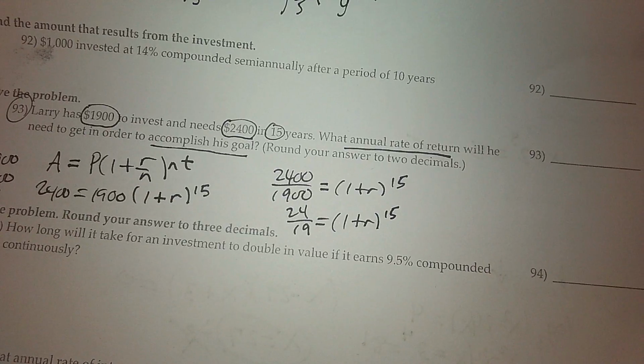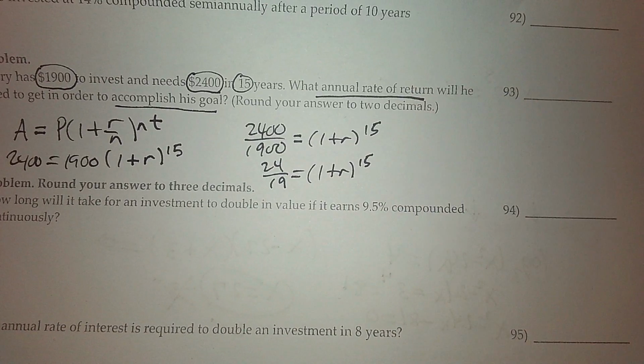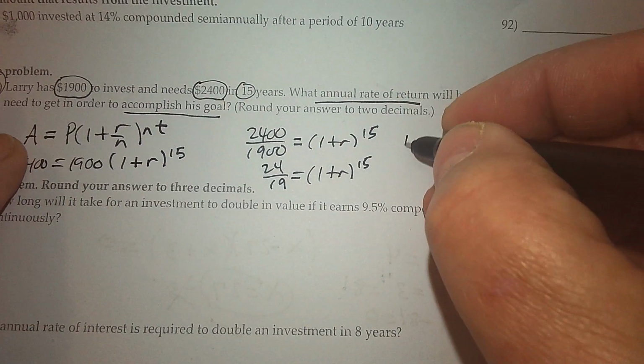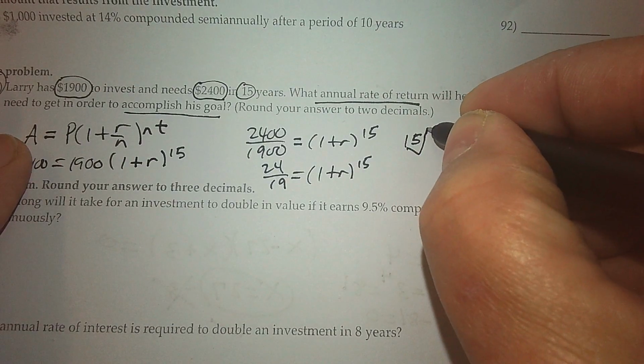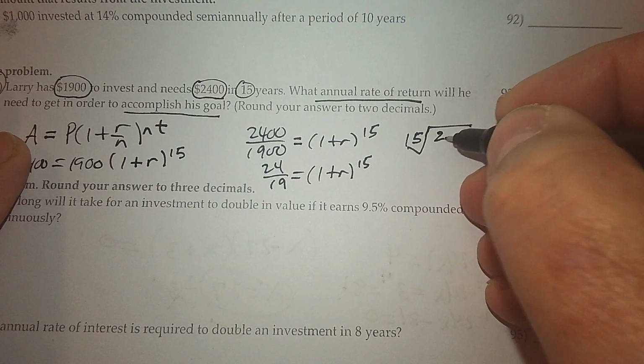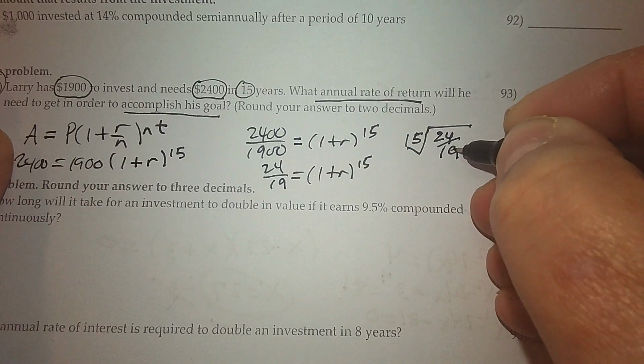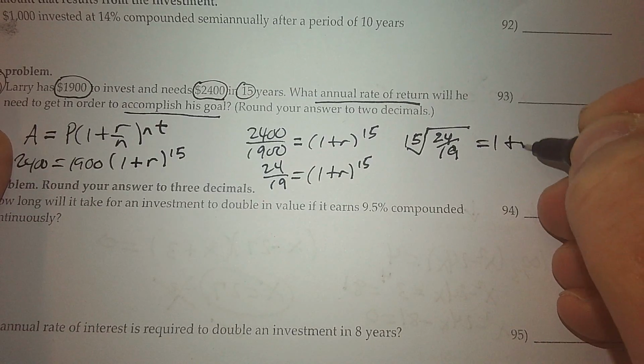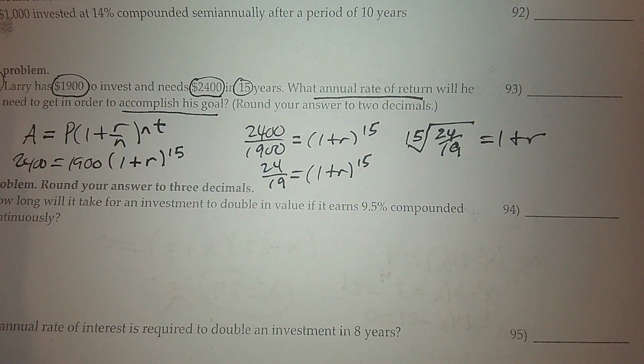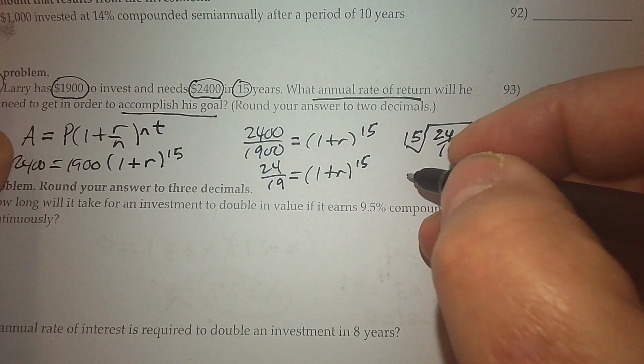Do you remember how to undo that exponent? How do I undo the exponent 15 to get R by itself? What's the inverse of the power? The root, right? And what root would I have? The 15th root. So it's the 15th root of 24 over 19. And then the last step to get R by itself is to subtract 1.